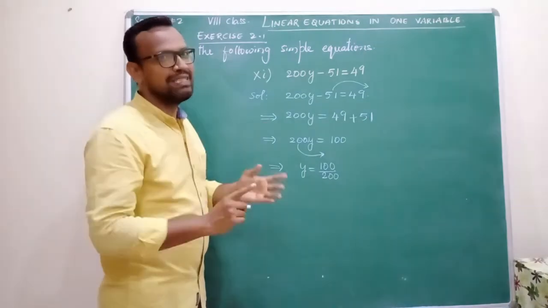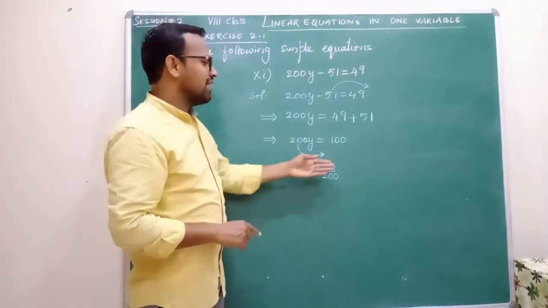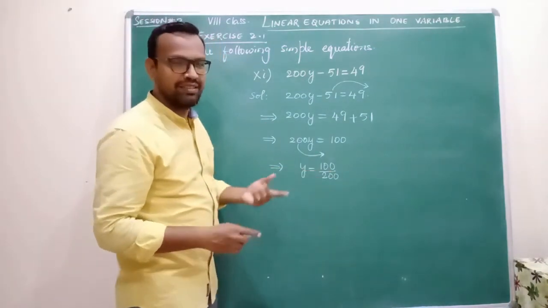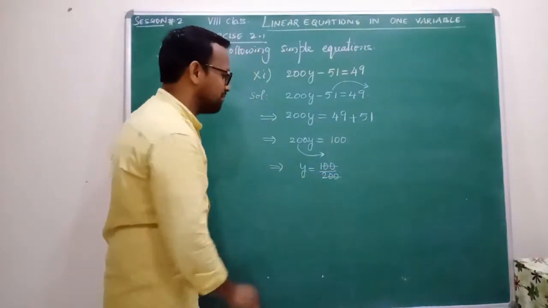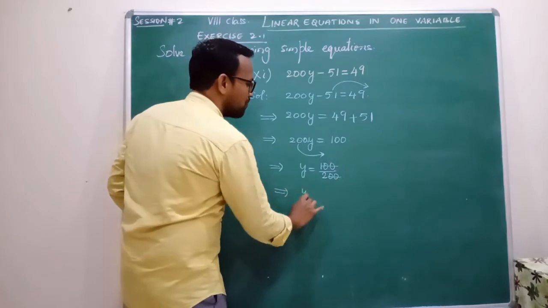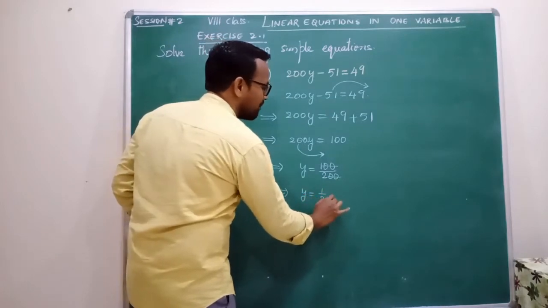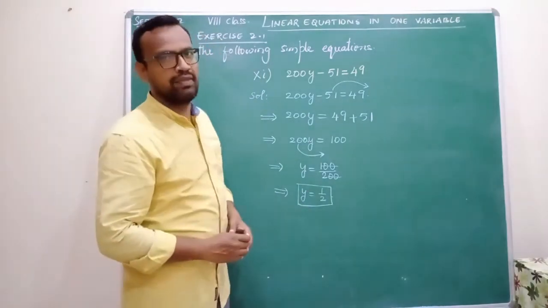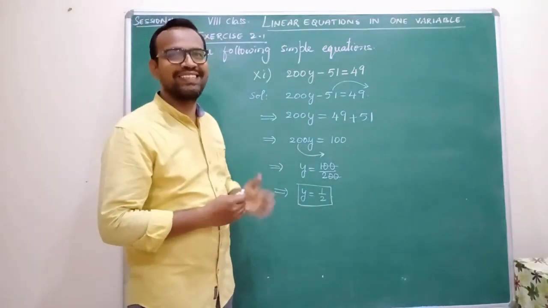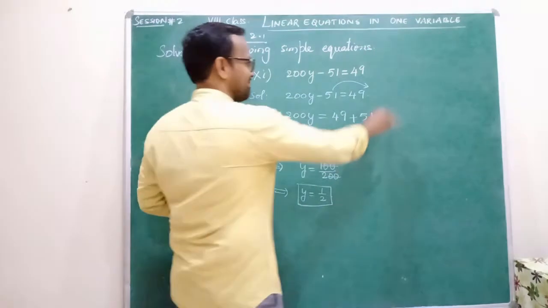Now, what is next? We need to simplify this fraction. How? 100 ones are 100, 2s are 200. Or else, simply cancel 2 zeros and 2 zeros. 1 by 2. So, y is equal to 1 by 2 is the solution that we get. Now, is this solution correct or not? Let me check.